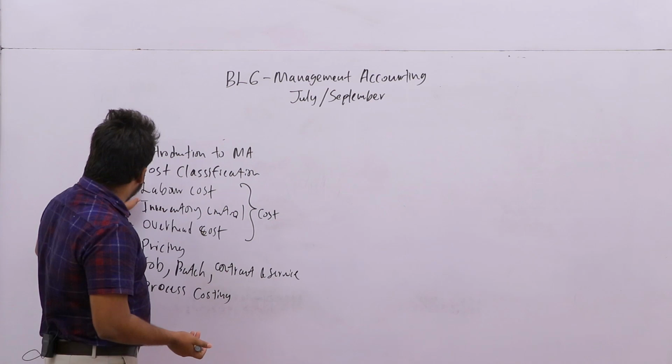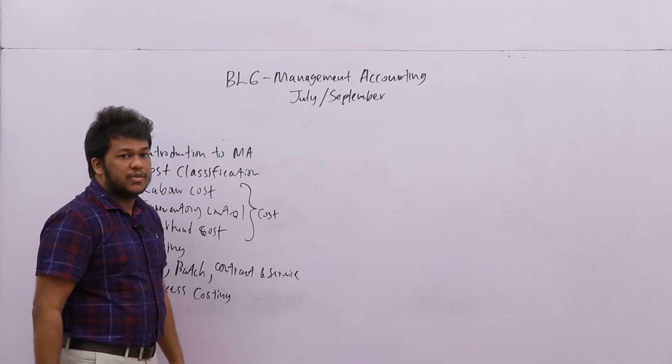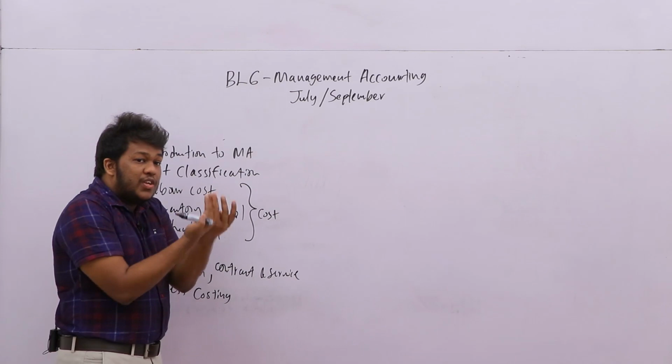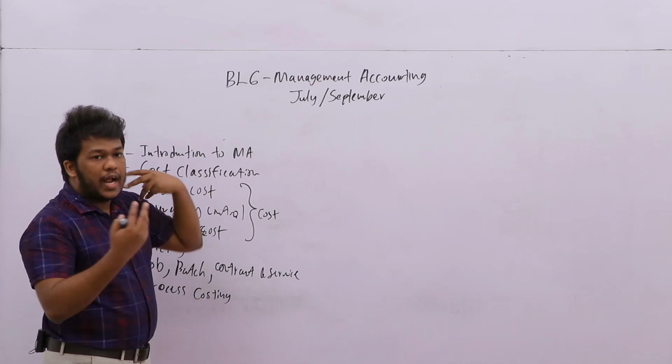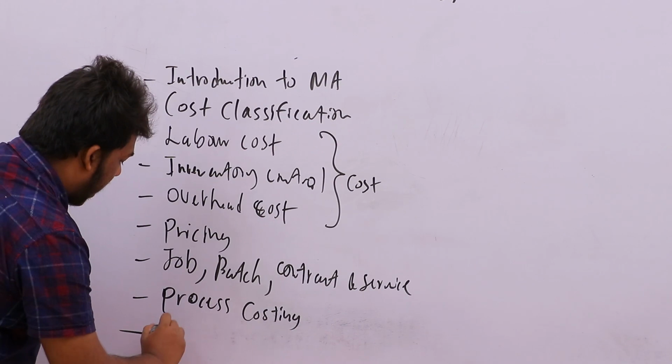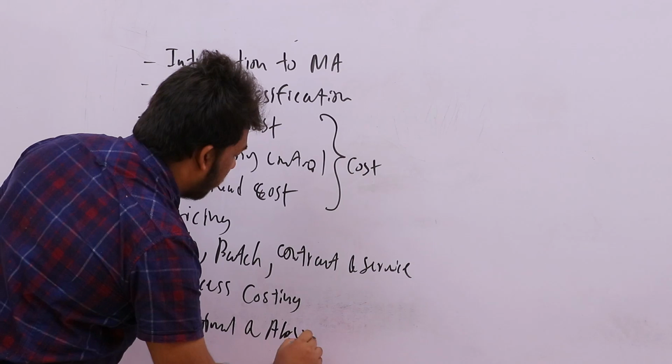Now let's say I do all these and after that introduction to management, no. Definitely I have to start with introduction to management. Why? Because we cannot do the lessons of a subject without giving you an understanding about the subject. The introduction to the subject is necessary, so I will do this in a manner that you can understand. Then after process costing, it will be marginal and absorption costing.